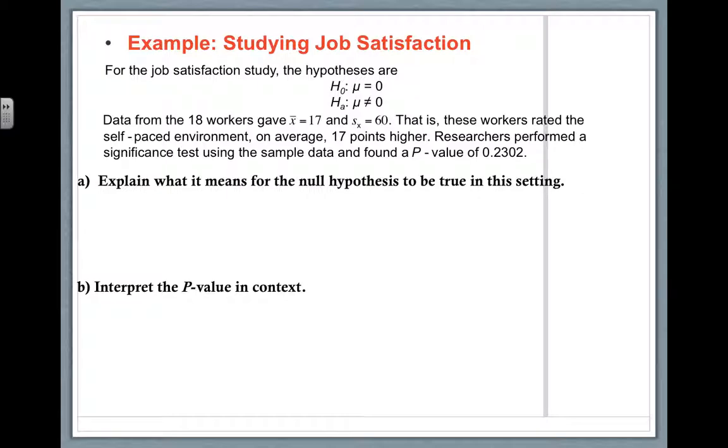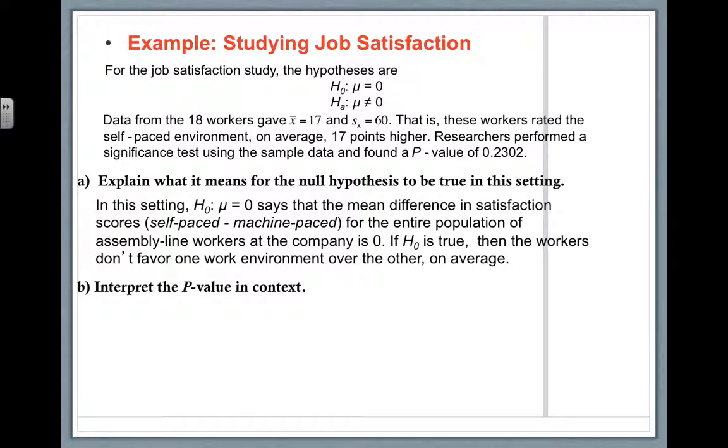So explain what it means for the null hypothesis to be true in this setting. In this setting, the null hypothesis says that the mean difference in satisfaction scores, that's your self-paced minus your machine-paced, for the entire population of assembly line workers at the company is 0. If the null hypothesis is true, then the workers do not favor one work environment over the other on average. Now let's interpret that p-value of 0.2302.